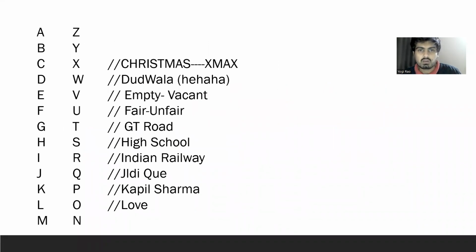Okay, here we are seeing the reverse, the opposite alphabet. Since A and B are the starting ones, we can easily remember them. Same is the case with M and N. They are the middle alphabets, so we can easily remember that. Coming to C, opposite of C will be X. We have Christmas, and in our WhatsApp language we write it as Xmas. So C for Christmas and X for Xmas. So opposite of C will be X.